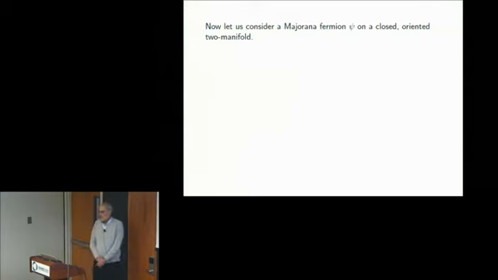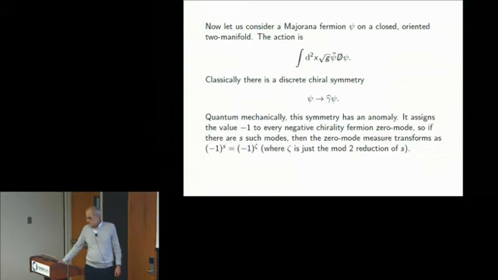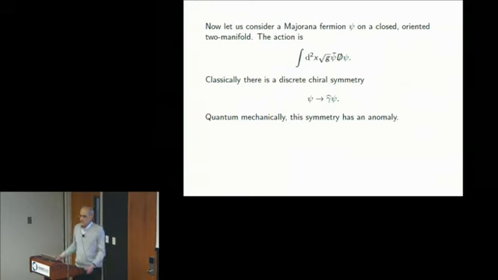Now let's consider a Majorana fermion psi on a closed oriented two-manifold. So Majorana means we're back to the real two-component fermion. It had this nice action, and quantum mechanically it has this discrete chiral symmetry that assigns the values 1 and -1 for fermions of positive and negative chirality. Quantum mechanically, the symmetry has an anomaly. In general, fermion anomalies are always carried by the zero modes.